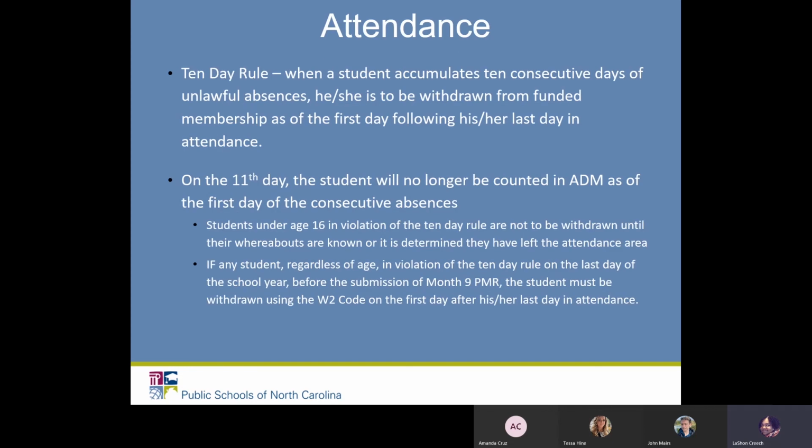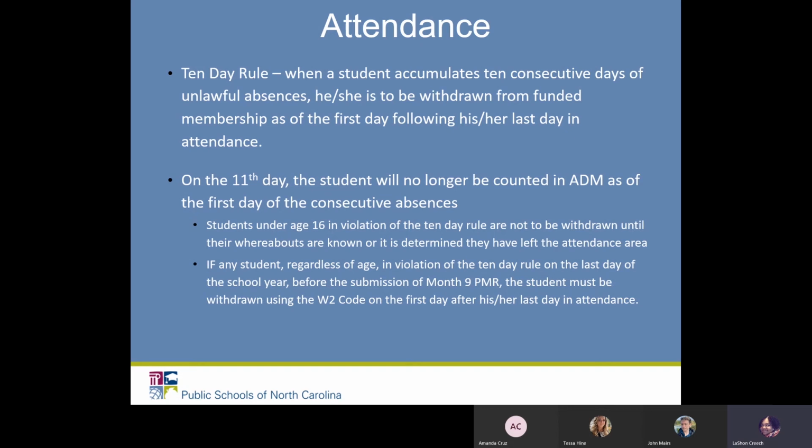A student is in violation of the 10-day rule when he or she accumulates 10 consecutive unlawful absences. On the 11th day, the student is no longer counted in ADM as of the first day of consecutive absences and must be withdrawn as of that first day.